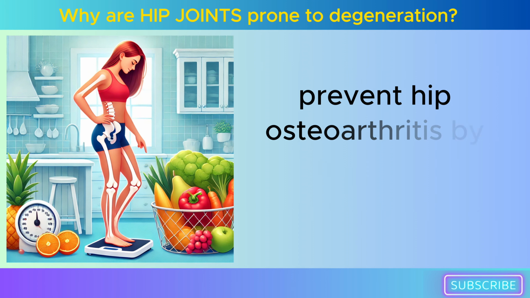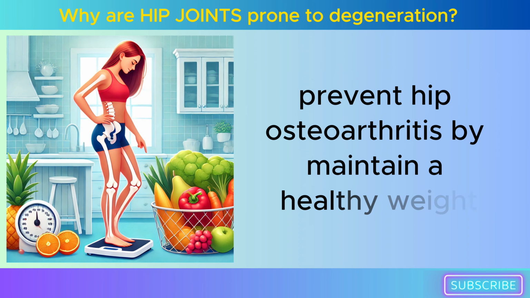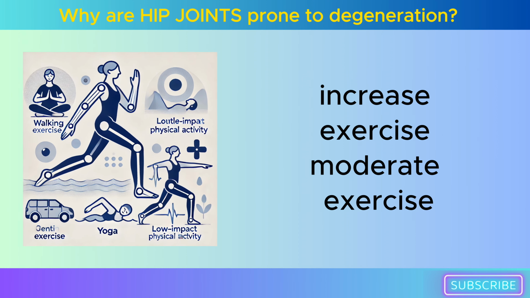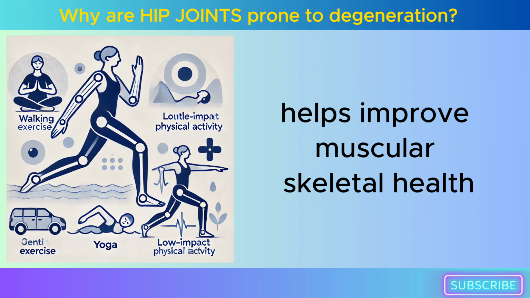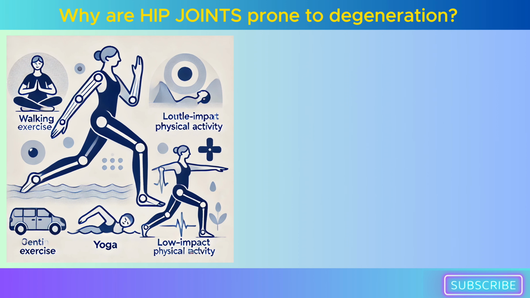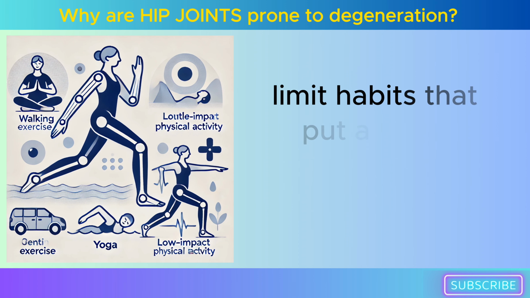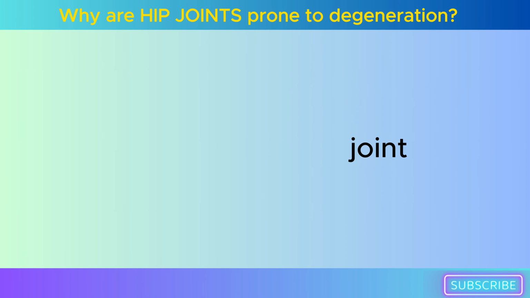Prevent hip osteoarthritis by maintaining a healthy weight. Increase exercise. Moderate exercise helps improve musculoskeletal health. Avoid overexertion. Limit habits that put a lot of pressure on the hip joint.